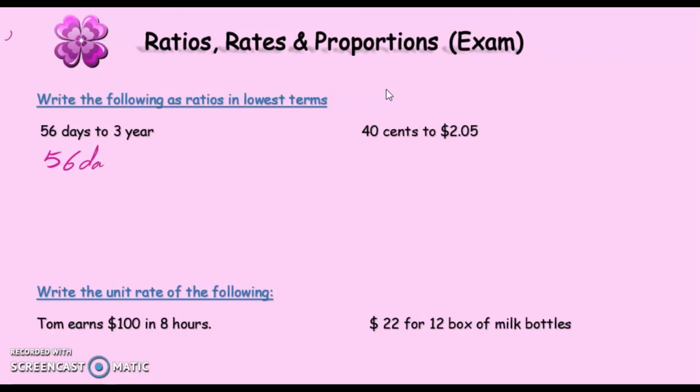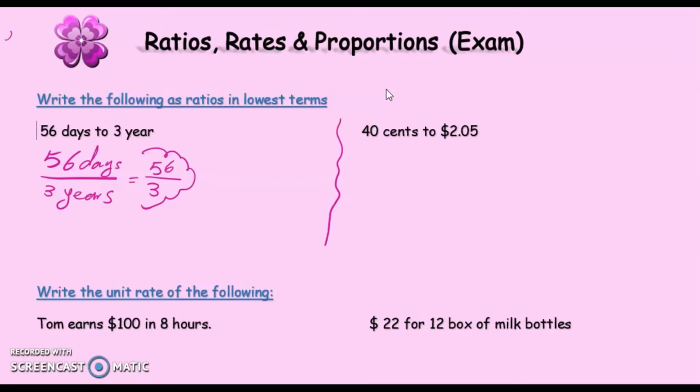56 days, "to" means a line of fraction. To what? To 3 years. So therefore, the ratio is 56 over 3. If you can reduce it, reduce it. Otherwise, just leave it as it is. Therefore, the ratio is this one. Next question.